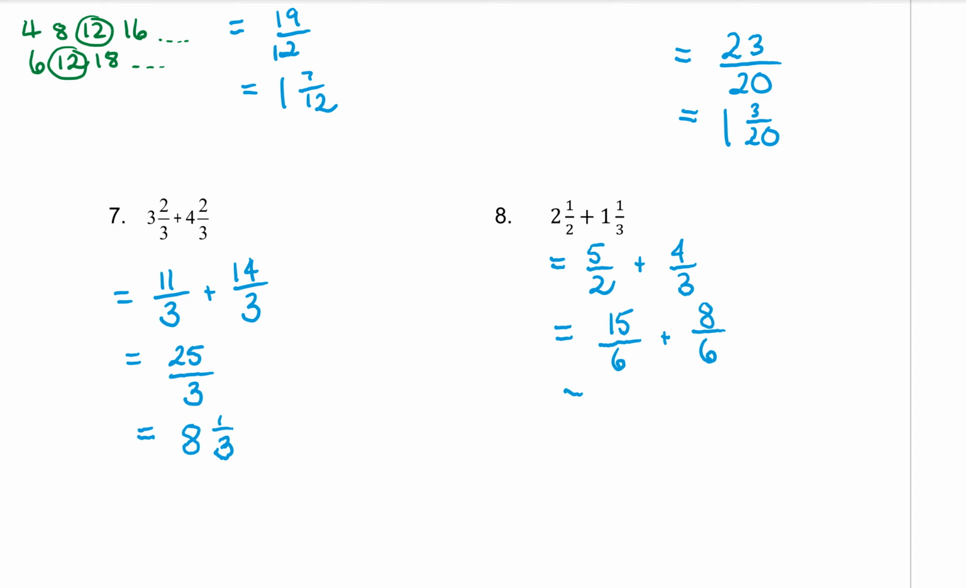Once the denominators are the same, we add the numerators together. So 15 plus 8 makes 23 over 6. And then we want to change that back into a mixed numeral. So 23 divides by 6. Well, 3 6s are 18. So it's going to go 3 times. And then there'd be a remainder of 5 that we would put over 6 like this at the end.